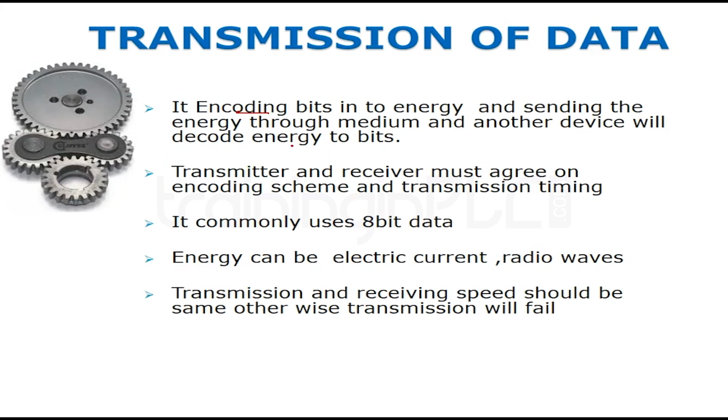RS-232 follows the encoding and decoding format. So it will encode the data and send it to the other medium, and in the other device it will decode the energy to bits. Transmitter and receiver must agree on the encoding scheme and transmission timing. It commonly uses 8-bit data. Energy can be electric current or radio waves. Transmission and receiving speed should be the same, otherwise the transmission will fail. Means the sending device and receiving device should have the same communication speed, or else the communication will fail.